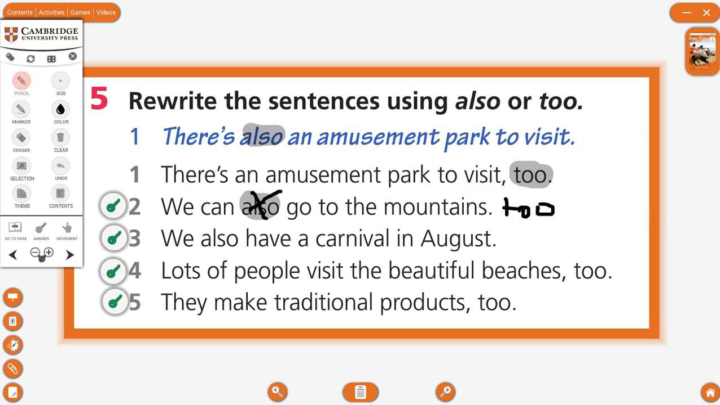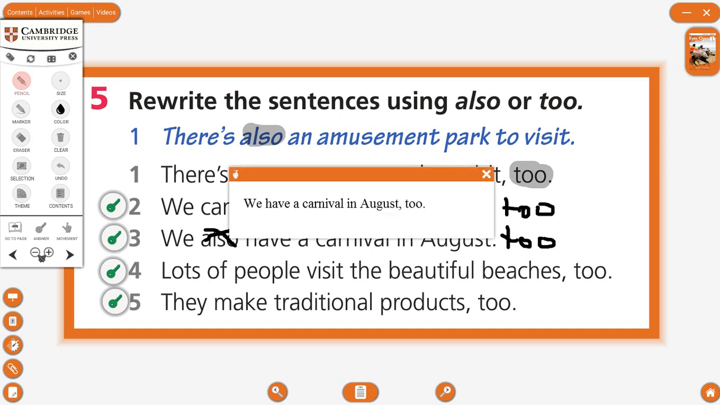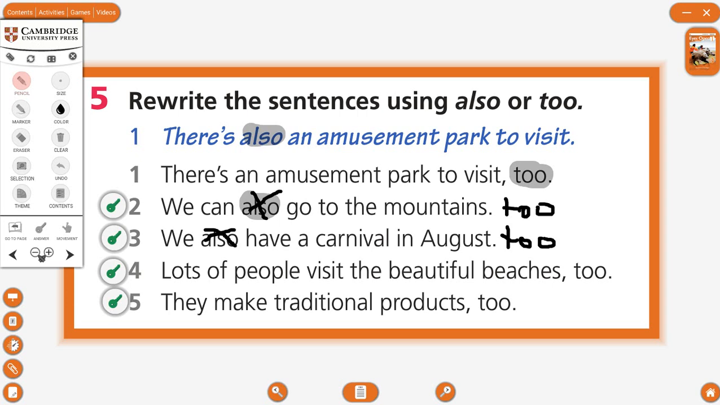Now look at exercise 3. We also have a carnival in August. In these sentences, they use also, so we omit or delete also. We add too again at the end of the sentence. This sentence: We have a carnival in August too. Now we will check our answer. We have a carnival in August too. That's true.